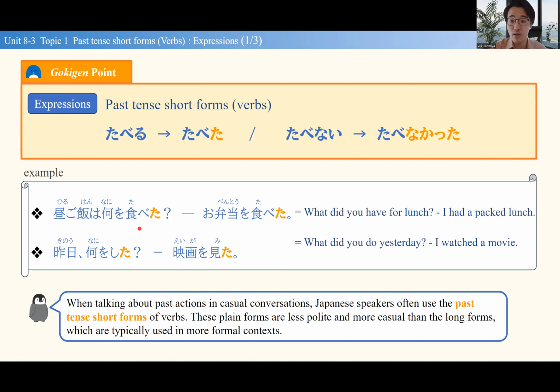Casually asking, hey, what did you have for lunch? お弁当を食べた. I ate a packed lunch. So instead of saying 食べました, it's 食べた. It's short form, 食べた, past tense. 昨日何をした? So instead of しましたか, it's 何をした? It's short form. What did you do? 映画を見た. Instead of 見ました, 見た, short form.